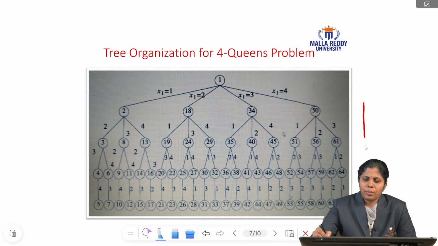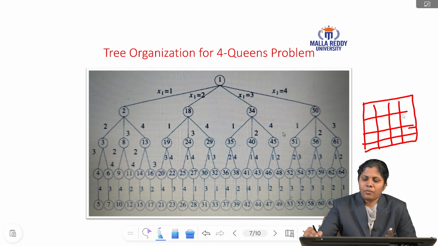For example, we are going to consider a 4 by 4 chessboard for solving the 4 queens problem, in which the queens have to be placed on different rows, different columns as well as different diagonals. While placing the first queen, we have 4 options available, which indicate x1 is equal to 1, 2, 3, 4.